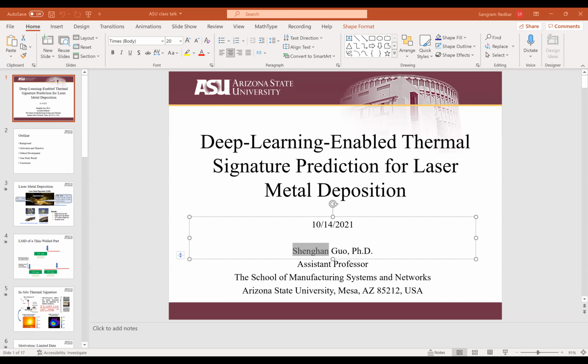I will not go into every detail of my research project, but I chose a very interesting topic that I'm working on right now. And that's what I'm going to talk about today: deep learning enabled thermal signature prediction for laser metal deposition.